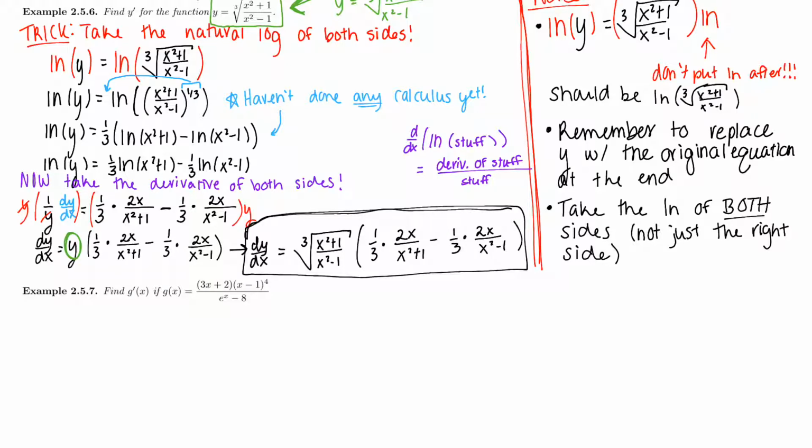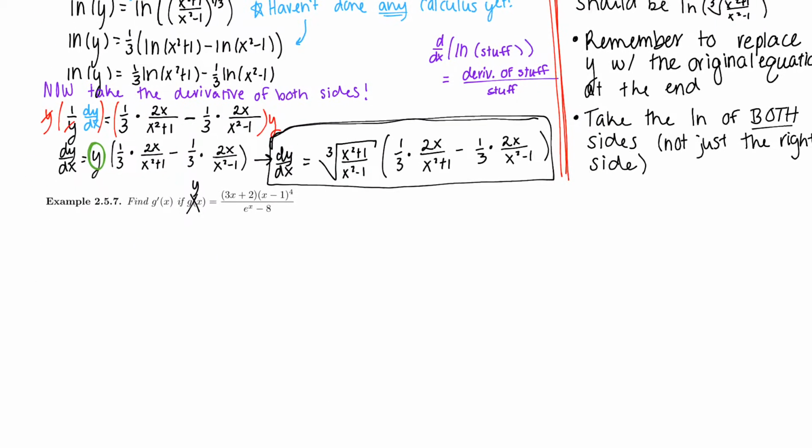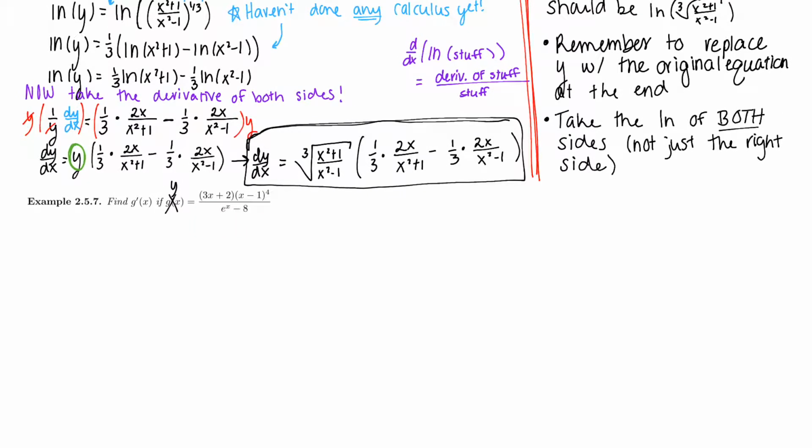All right, so let's look here. We have g of x equals 3x plus 2 times x minus 1 to the 4th, all over e to the x minus 8. We're going to use logarithmic differentiation here. And the trick is that instead of g of x, we're just going to say this guy is y. And it's okay to do that. It's okay for us to call any function y. So this function is now y. And we're going to do logarithmic differentiation. So we're going to take the ln of both sides.